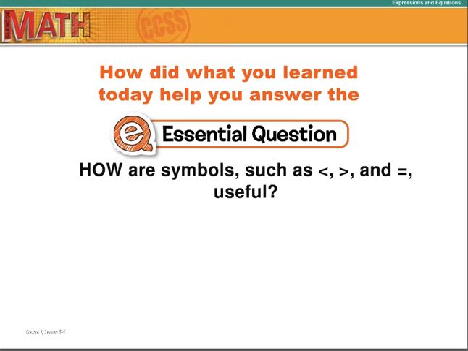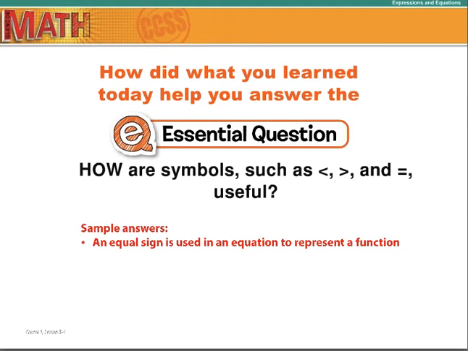So how did what you learned today help you answer our essential question? How are symbols such as less than, greater than, and equal to useful? There's a sample answer, if that helps you think about it.